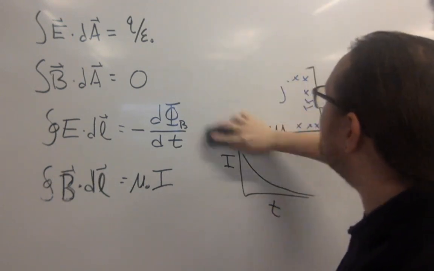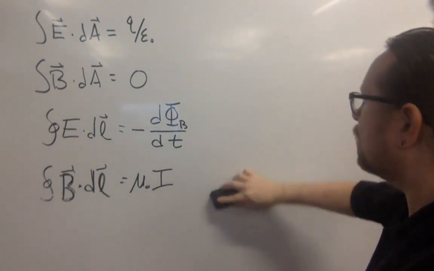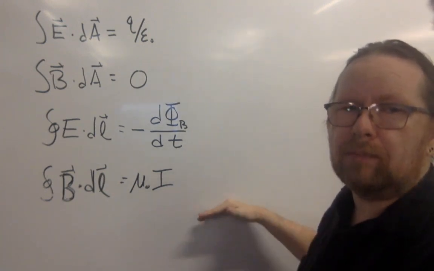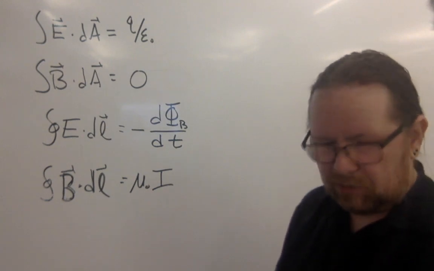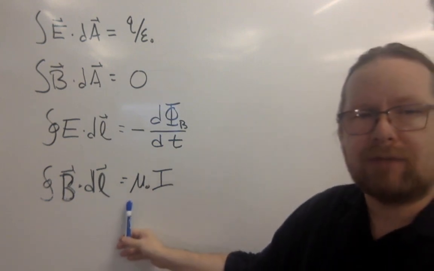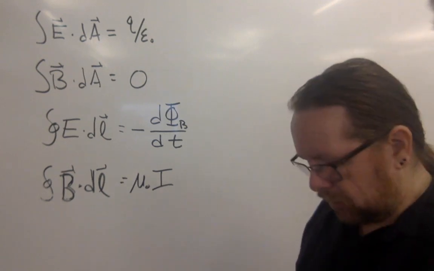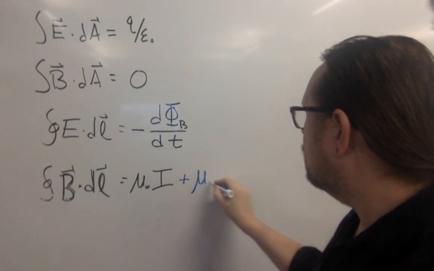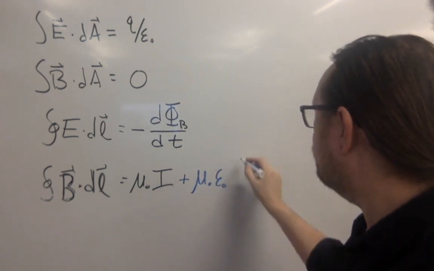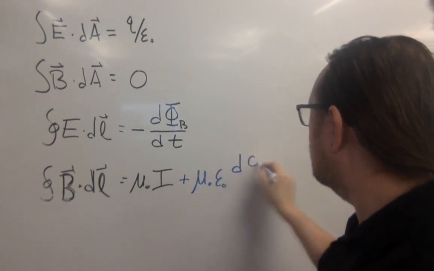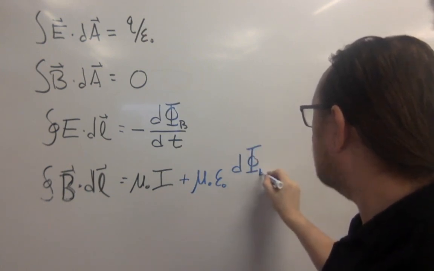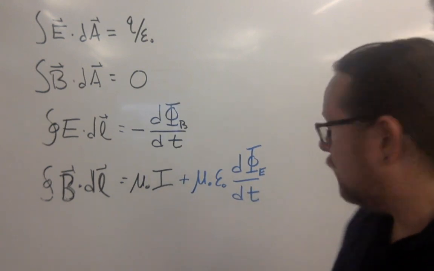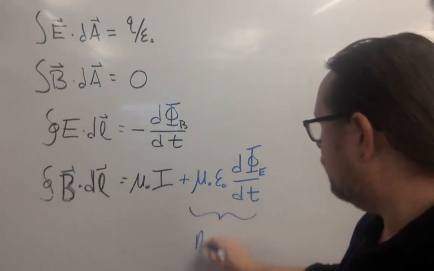that there should be an additional term in one of these equations that was not discovered by Gauss or Ampere or Faraday. And that extra term looks like this: the magnetic field created in a closed loop in space is equal to mu 0 times I plus mu 0 epsilon 0 times the rate of change of the electric flux through some loop. This is what Maxwell added.